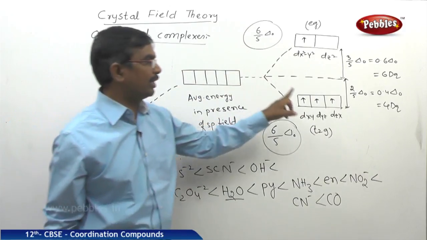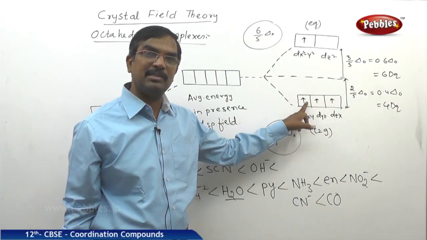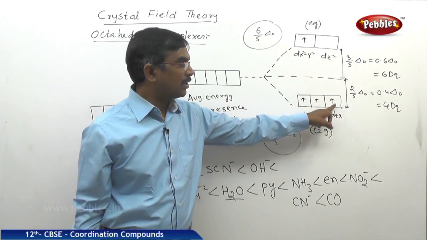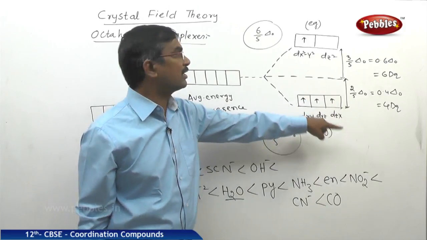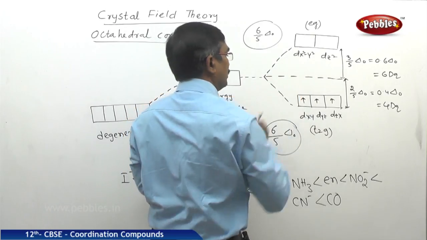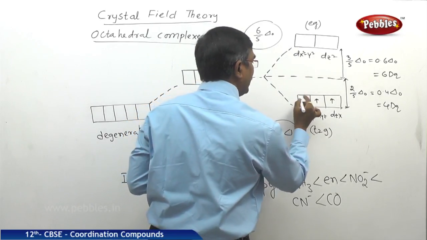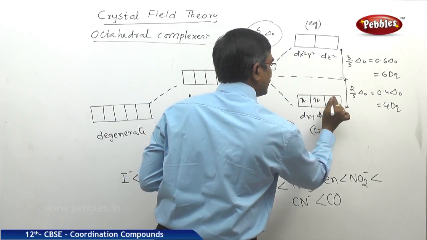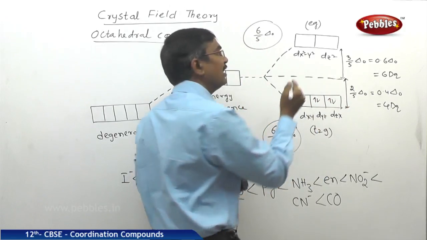If you take the fourth electron, yes, it will pair up in the presence of the strong field. The fifth electron also will pair up. The sixth electron also pairs up. Now the seventh electron will enter here.